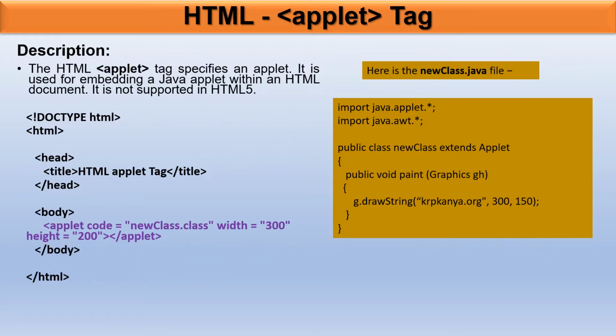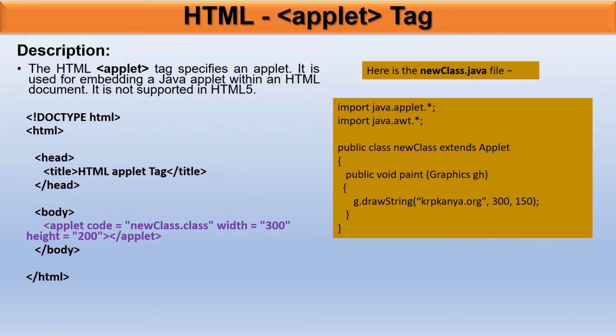The HTML applet tag is given here with the description. The HTML applet tag specifies an applet. It is used for embedding a Java applet within an HTML document. It is not supported in HTML5.